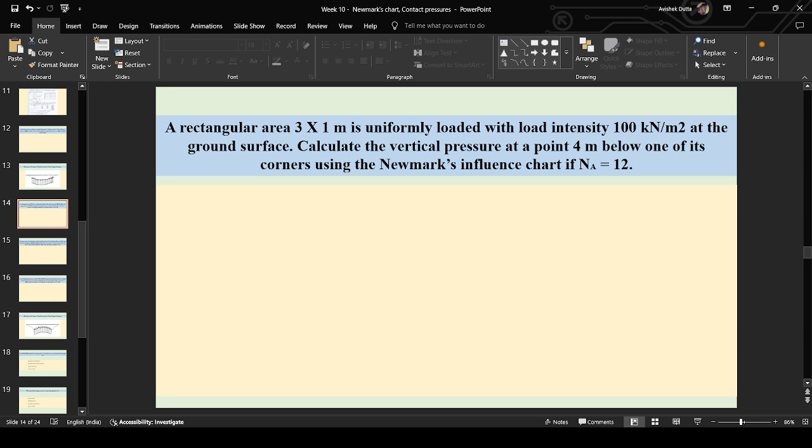I repeat the question, a rectangular area 3 by 1 meter is uniformly loaded with load intensity 100 kilonewton per meter square at the ground surface. Calculate the vertical pressure at a point 4 meter below one of its corners using the Newmark's influence chart if Na equals 12. Number of units under the loaded area is 12. Okay.